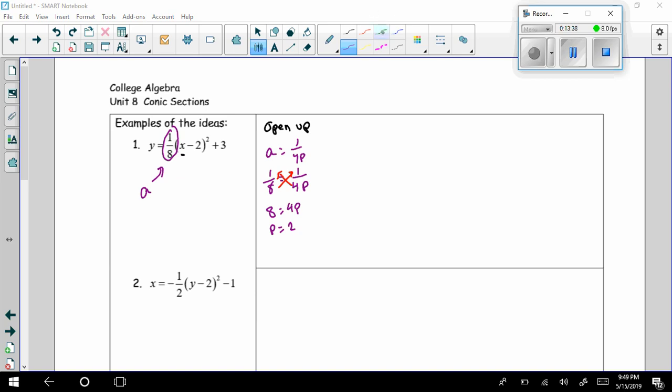So what that means is that the focus will be 2 above the vertex, because it's open up, right? So it goes up.